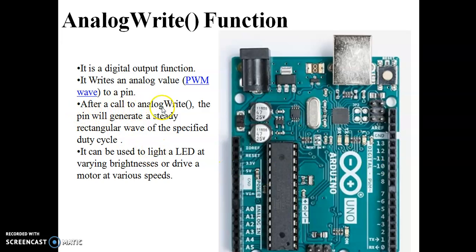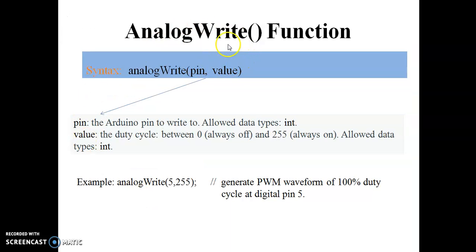After a call to analogWrite, the assigned pin, that means any of the pins 3, 5, 6, 9, 10, 11, will generate a steady rectangular wave of a specified duty cycle. The analogWrite function is used to vary the brightness of an LED light or to vary the speed of a motor. The syntax for the analogWrite function is analogWrite(pin, value).